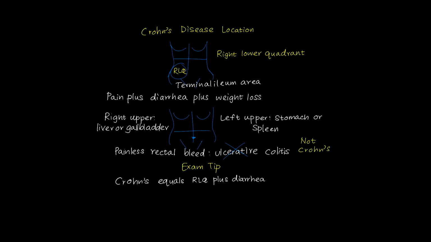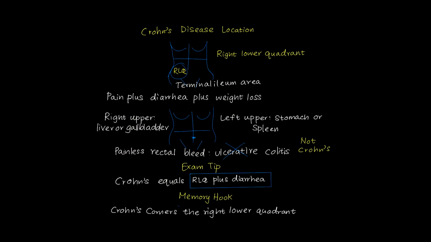Here's a D444 OA exam tip for you. Crohn's equals right lower quadrant plus diarrhea. Memory hook: Crohn's corners the right lower quadrant.